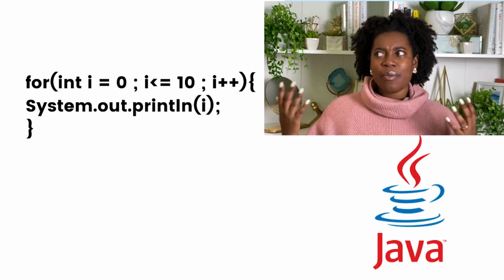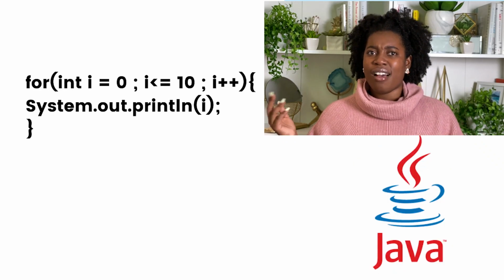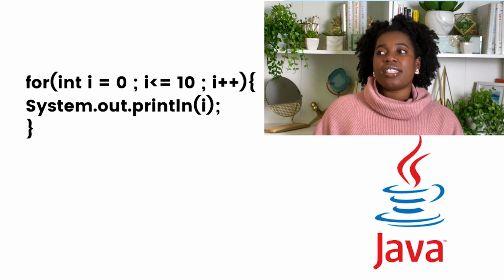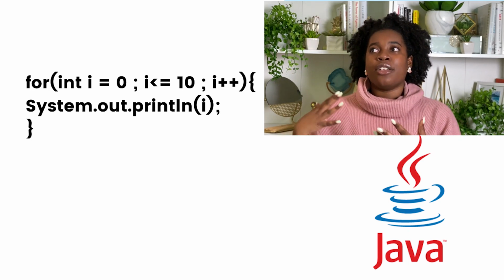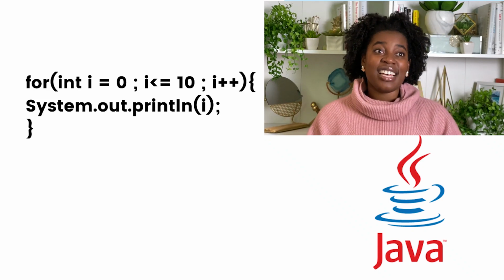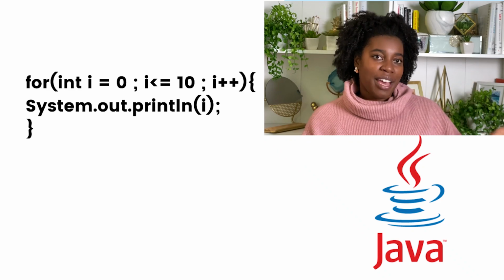And here's some code to actually print out 1 through 10 in Java. Also not too bad, but you can see that Java and C are a little bit more wordy and the syntax is kind of weird. It's not as easy to read and understand as Python.